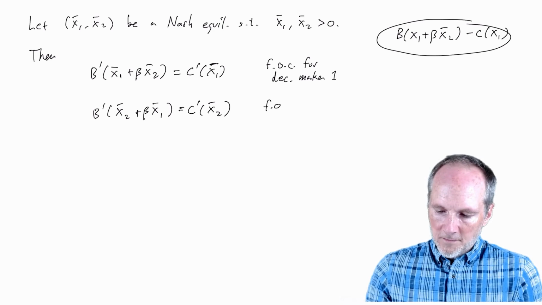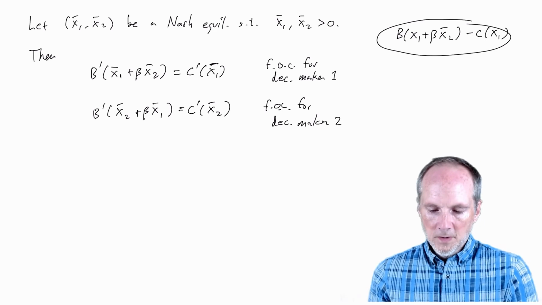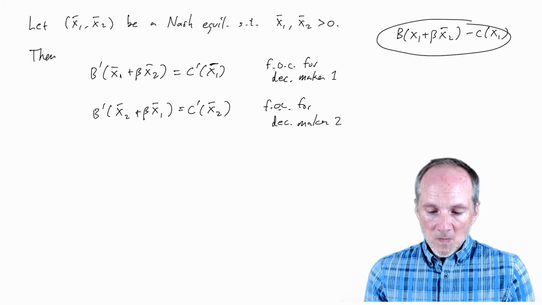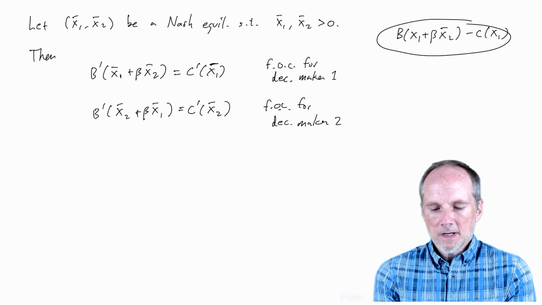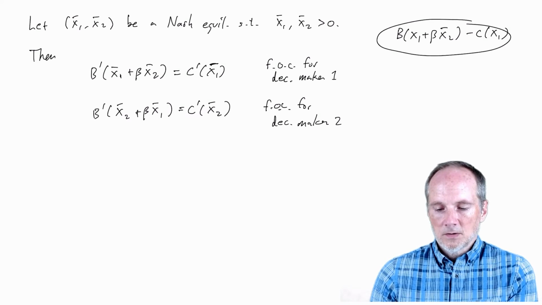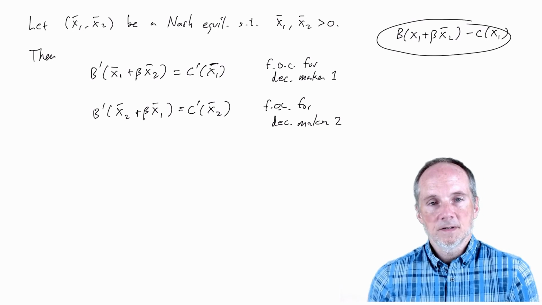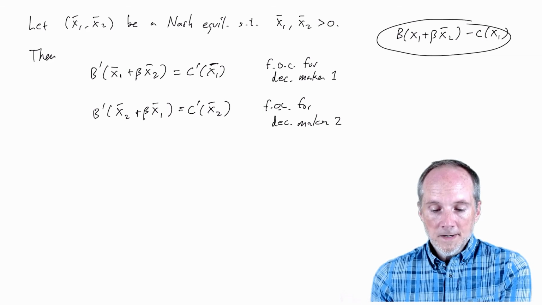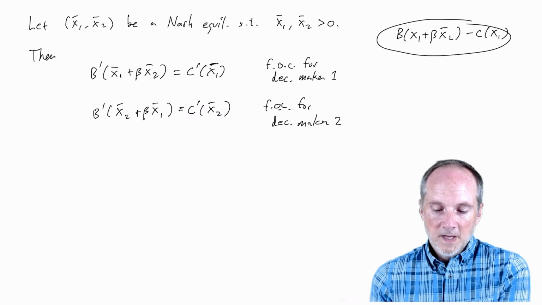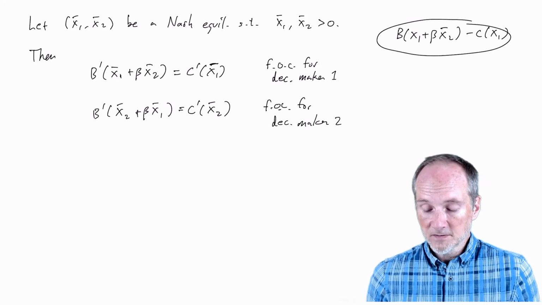And that's the first order condition for decision maker 2. Okay, so what we've done is we have essentially converted this joint maximization problem, this dual maximization problem, into a system of 2 equations in 2 unknowns. If we can solve this, then we know, well, that tells us something about any Nash equilibrium where the activity levels are positive.